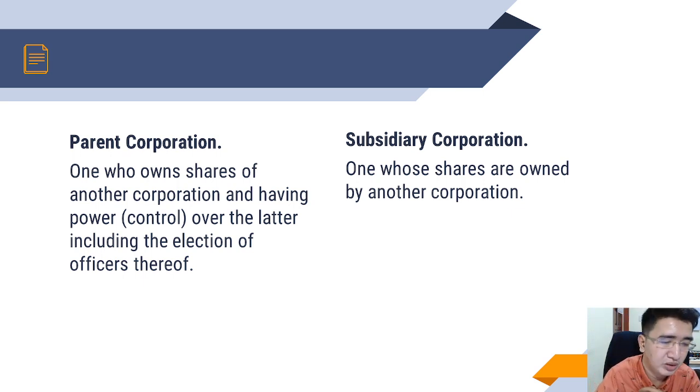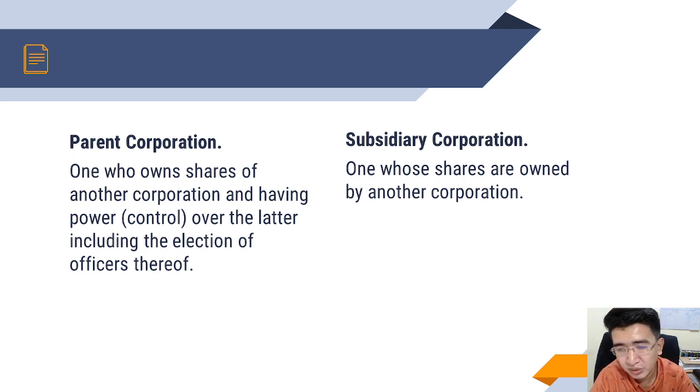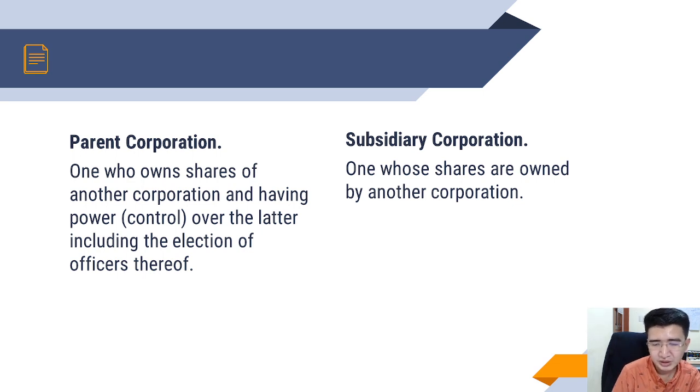Okay? The next one, we have the parent and the subsidiary corporation. When we say parent corporation, one who owns shares of another corporation and having power or control over the latter, including the election of officers thereof. Meaning, let's say for example, Corporation A and Corporation B. Corporation A is the parent corporation. Okay? Ibig sabihin, ito si parent corporation, he owns majority of the shares of subsidiary corporation or Corporation B. Okay? Ibig sabihin, siya ang may control kay B, Corporation B. While subsidiary corporation, one whose shares are owned by another corporation. So, parent corporation owning subsidiary corporation, ito ang nagde-decide.